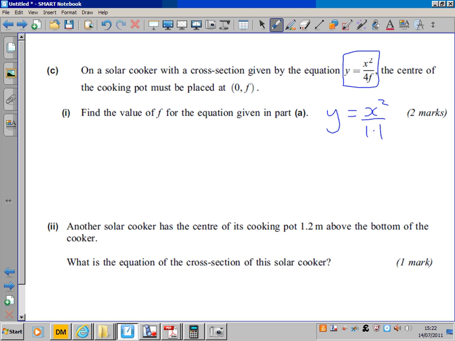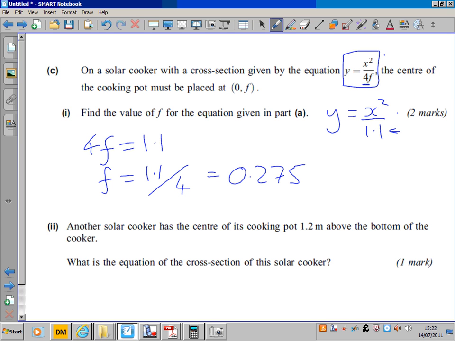So what I want to do is compare these two equations, this one here and this one here. They obviously look the same, but the difference is what's on the bottom. This one's got 4f on the bottom. This one's got a 1.1 on the bottom. So comparing those two together, that's going to tell me that therefore 4f must equal 1.1. Okay. And so to find a value of f, I just need to do f equals 1.1 divided by 4, which I can type in onto my calculator, and if I do that, I get 0.275 as the value for f.